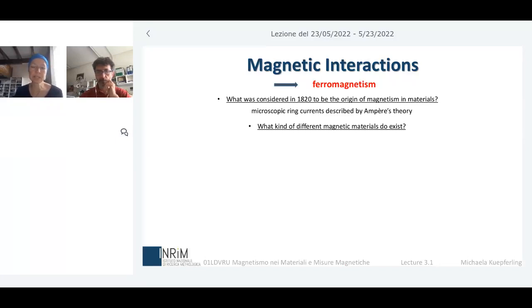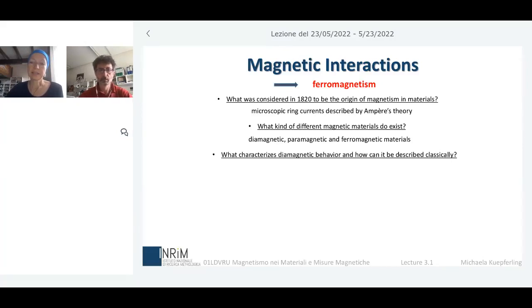What kinds of different magnetic materials exist? Today we will speak about ferromagnetism, but the other types of magnetism that we discussed last time, very simply, write it down quickly. Diamagnetic, paramagnetic, ferromagnetic, ferrimagnetic and antiferromagnetic materials. The last ones we will discuss briefly today. In fact, antiferromagnetism and ferrimagnetism are just special cases of ferromagnetic materials.